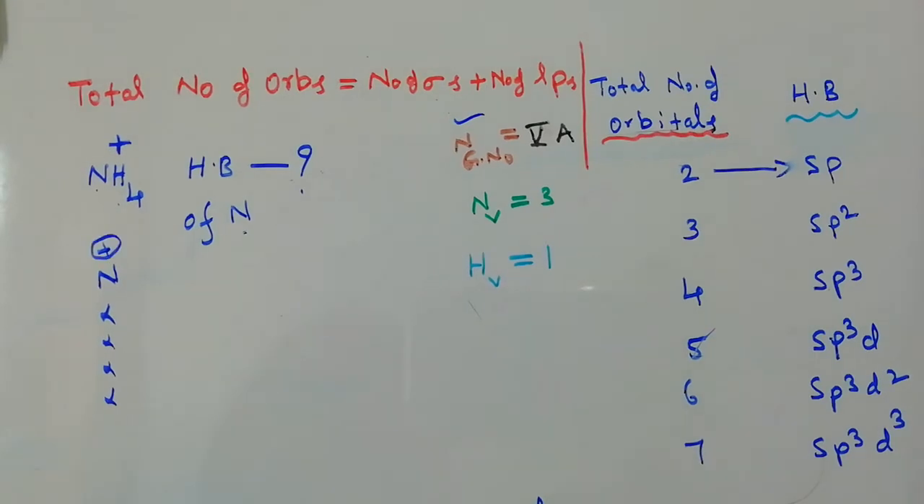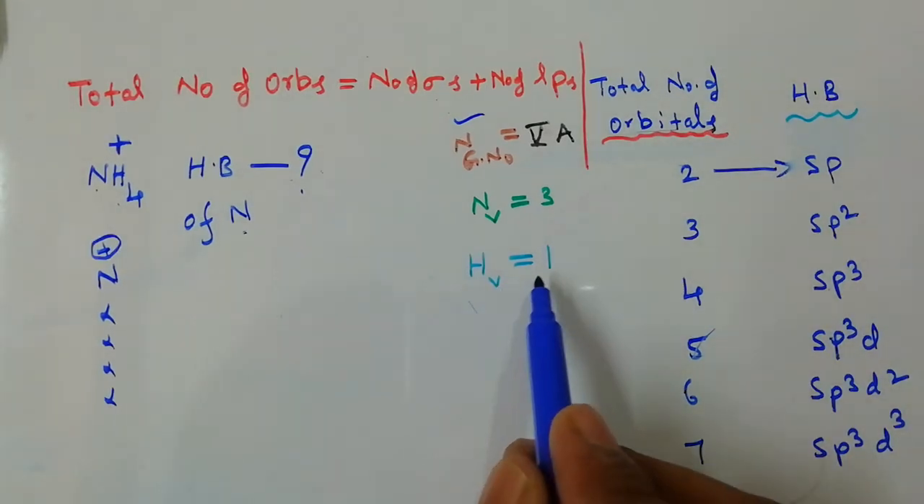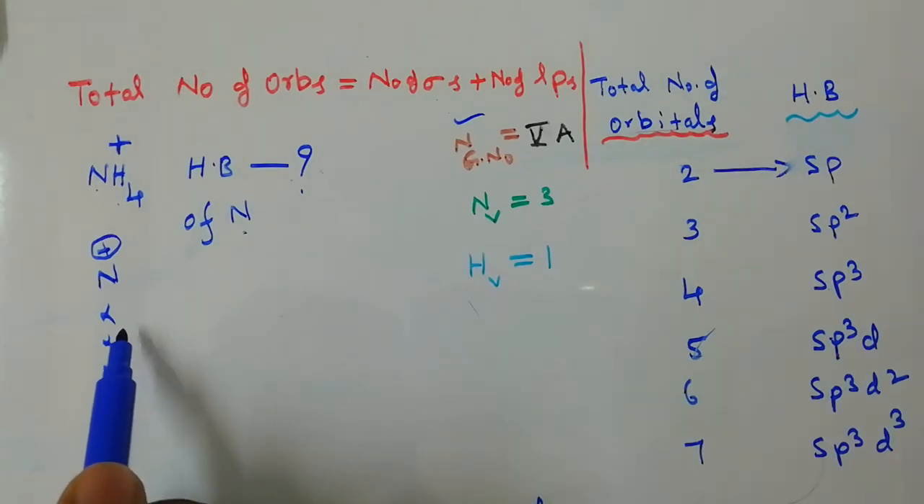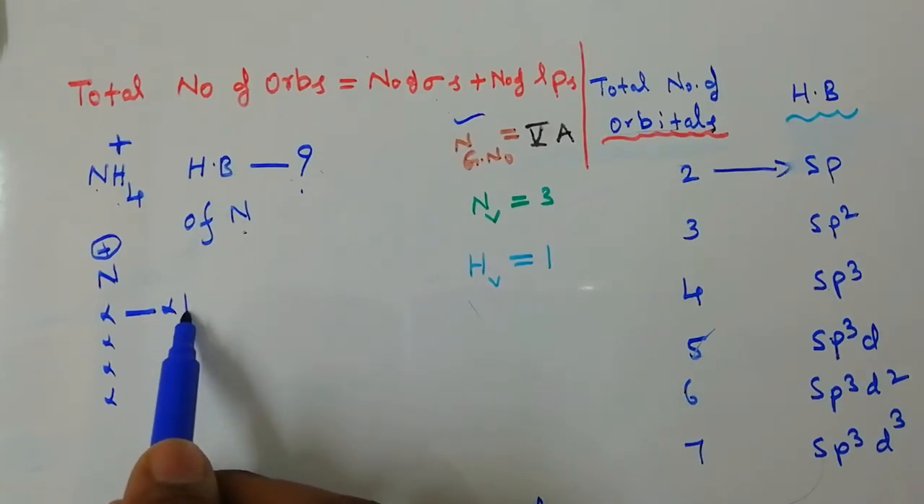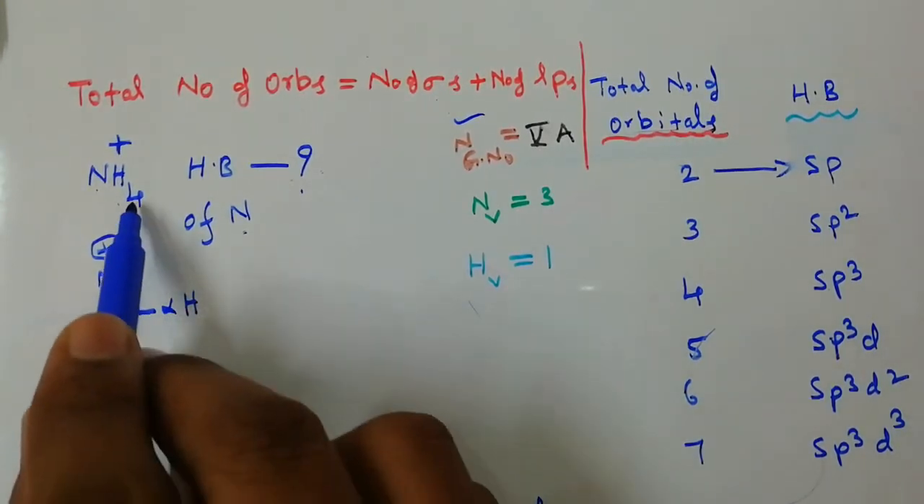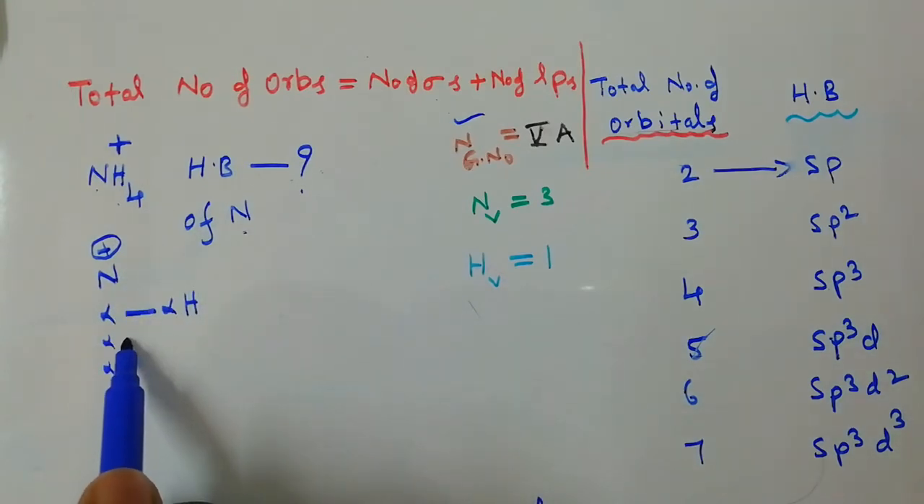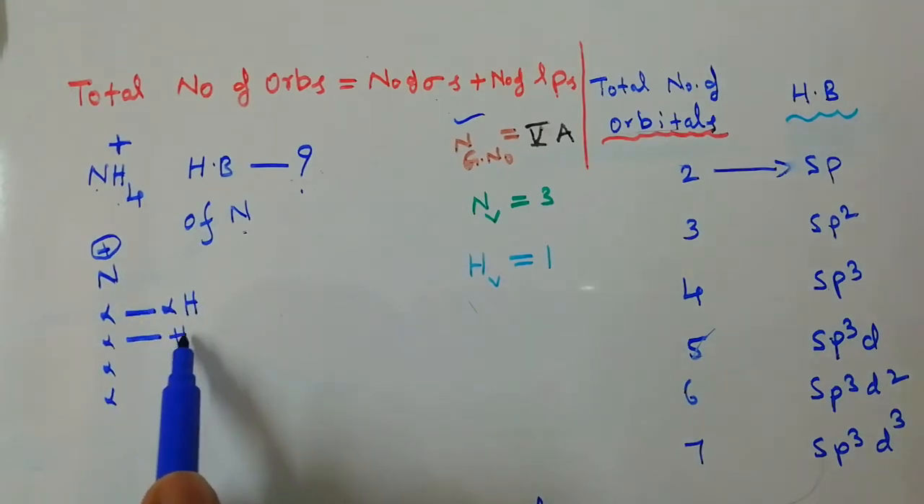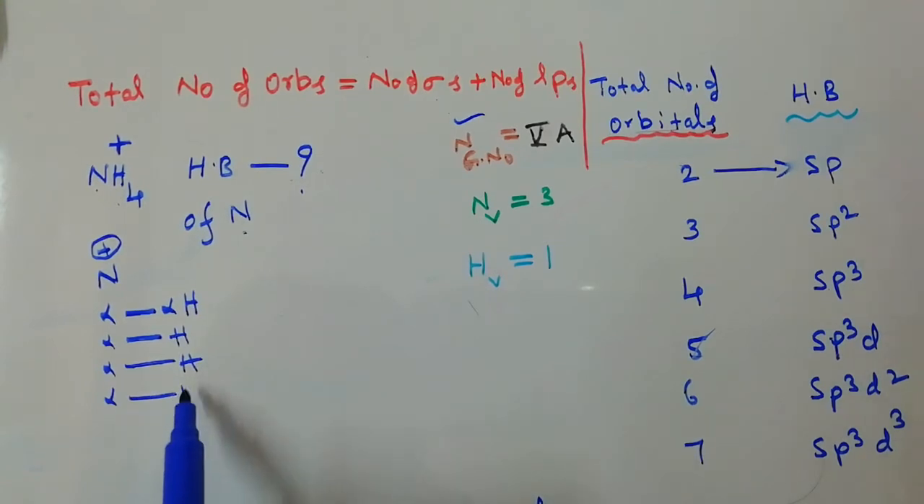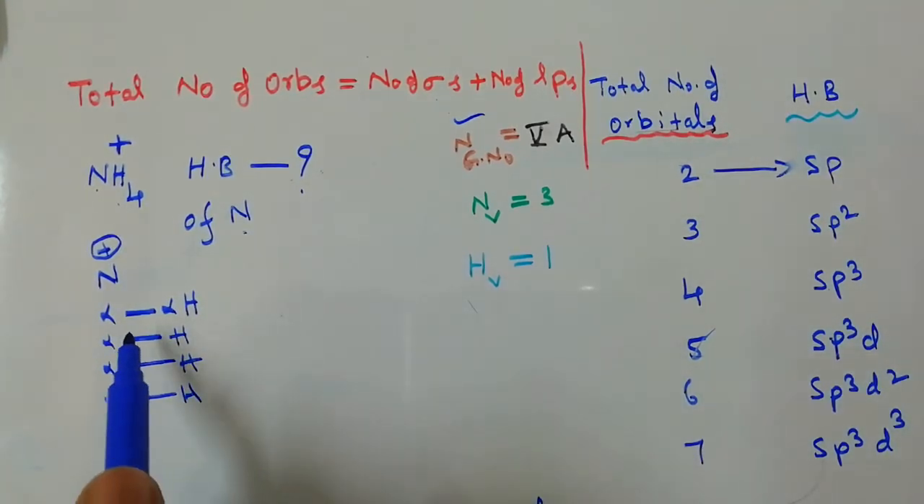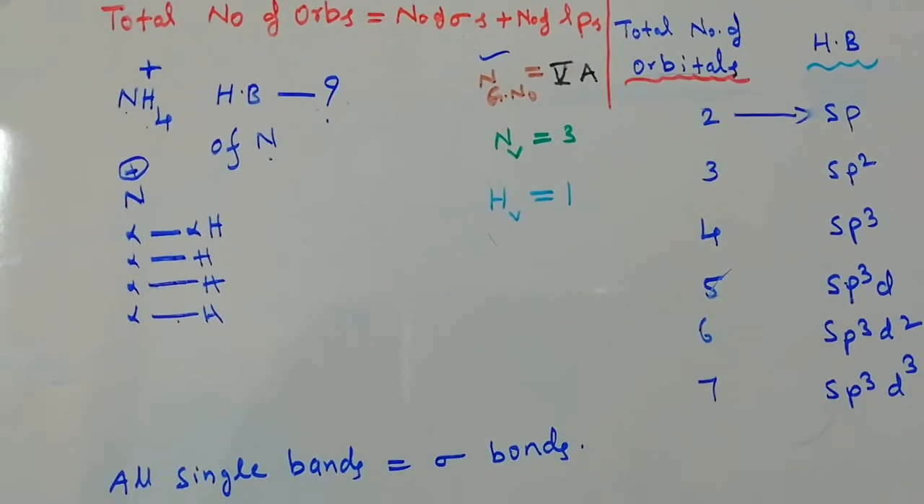And as hydrogen valency is 1, 1 electron of nitrogen connects with 1 electron of hydrogen. As we have 4 hydrogen atoms in this ion, 4 electrons pair up with the 4 hydrogen atoms. Now these are all single bonds, right? In the previous video I mentioned that all single bonds are sigma bonds. You can also see this statement: all single bonds are sigma bonds.